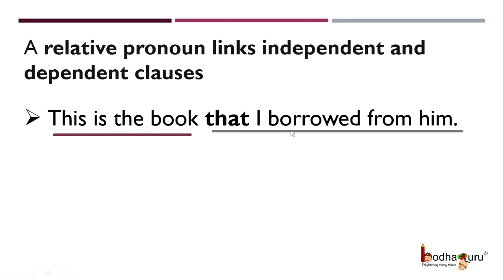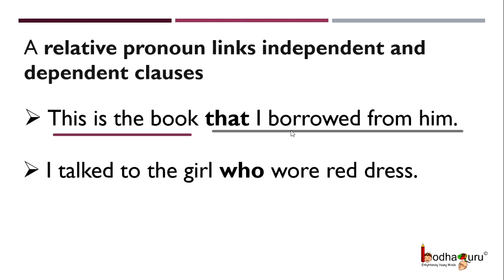Next example. I talked to the girl who wore red dress. Here, I talked to the girl is an independent clause, whereas who wore the red dress is a dependent clause. Now here, who is the relative pronoun and it is linking the two clauses. Hence, it is an example of relative pronoun. Let's see the last example.